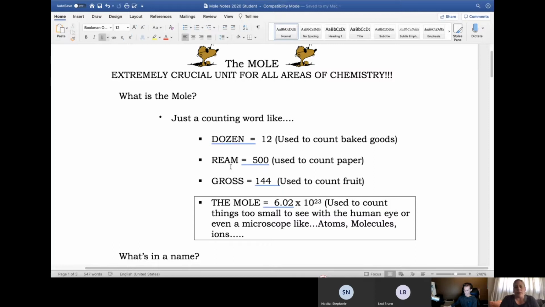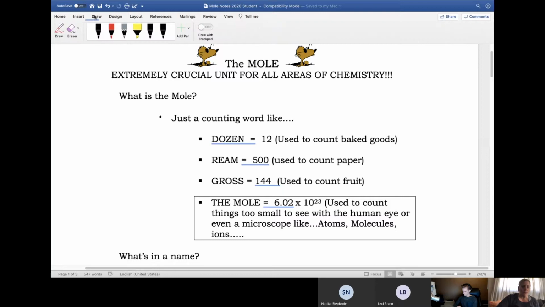What does the word dozen mean, you guys? 12. A ream? 500. A gross is 144. Those are all counting words. In chemistry, we need a big counting word because if I have a sample of a chemical, there's not 12 or 500 or 144 atoms or molecules in there. There's millions and millions and millions. And so we need a counting word that means a lot more than 12 or 500 or 144. So in chemistry, the counting word that we use is the mole.